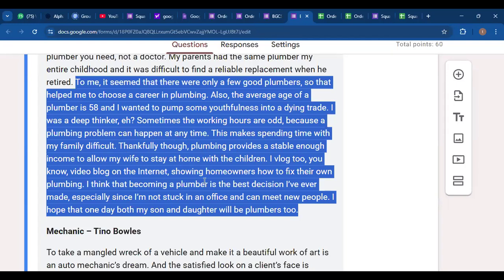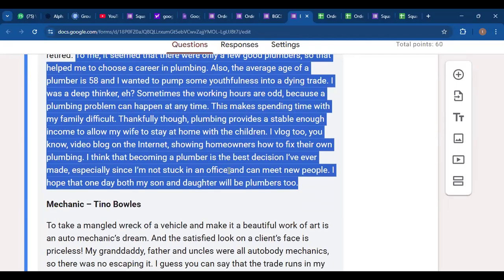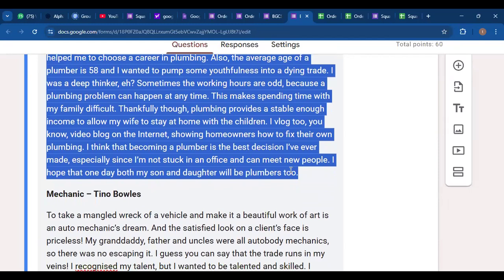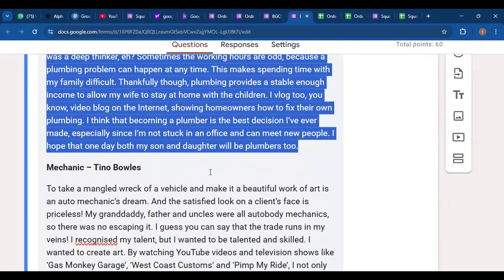I think that becoming a plumber is the best decision I've ever made, especially since I'm not stuck in an office and can meet new people. I hope that one day both my son and daughter will be plumbers too.